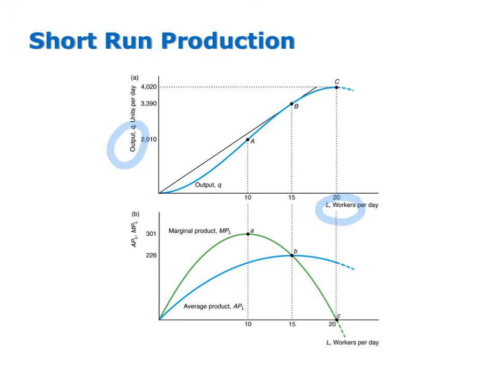Finally, what we see on this graph is that after 20 workers, output actually starts to fall. Now, adding another worker causes production to decrease, so the marginal product is negative. That might happen if, for example, there are so many workers that they are literally getting into each other's way and bumping into each other, and when they do, the output that is being produced might fall on the ground and break.